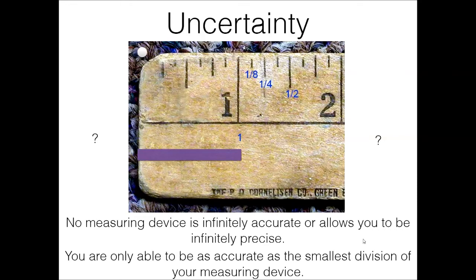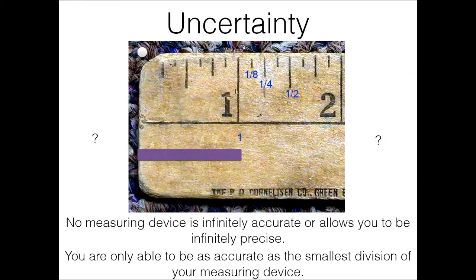Okay? You are only able, when speaking about accuracy specifically, to be as accurate as the smallest division of your measuring device. How do I explain divisions? Well, let's look specifically at this meter stick that we're zooming in on. The way this meter stick works, on one side of your meter sticks you have inches, and the other side you have meters, centimeters, and millimeters. So this is the inches side.